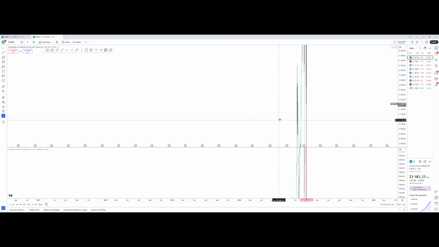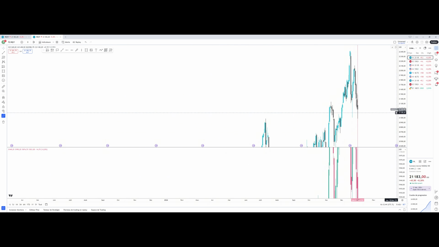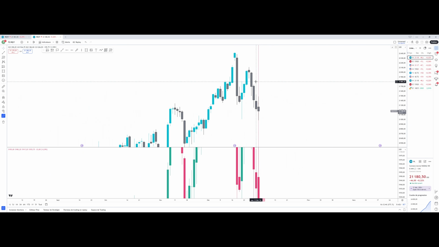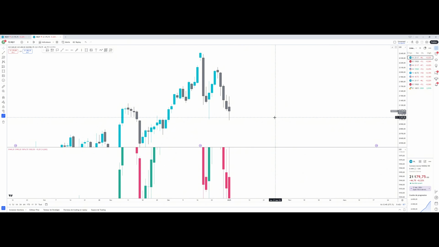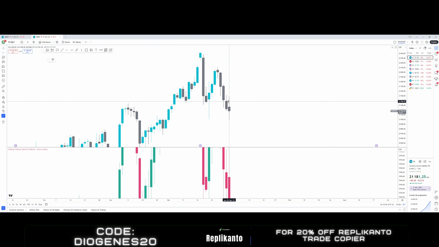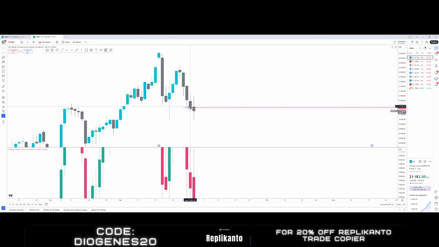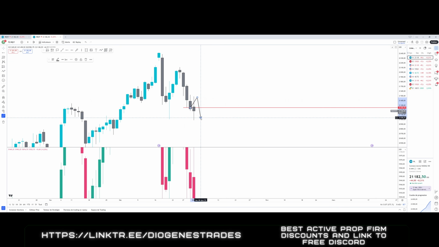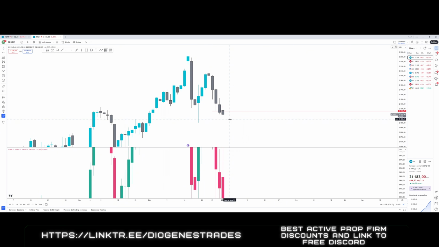Let me show you guys how I get my bias. The last daily candle closed under the previous candle, so this was a close. By design, I want this new daily candle to open high and then close lower, which is exactly what happened.